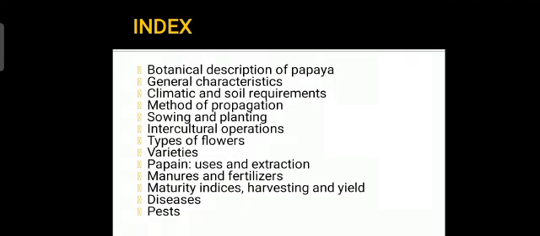The subtopics which I'll be covering are botanical description of papaya, general characteristics, climatic and soil requirements, method of propagation, sowing and planting, intercultural operations, types of flowers, varieties, papain, its uses and extraction process, manures and fertilizers, maturity indices, harvesting and yield of papaya along with the disease and pest of papaya.